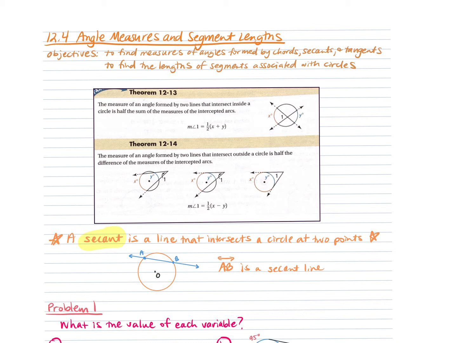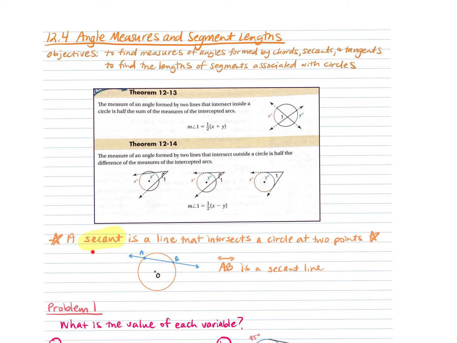And then the measure of an angle formed by two lines that intersect outside the circle is half the difference of the measures of the intercepted arcs. So here's when they both go through the circle, it's 1/2 x minus y. Here's when one is tangent to the circle and the other one goes through, still 1/2 x minus y. And then here's if they're both tangent to the circle, still 1/2 x minus y.